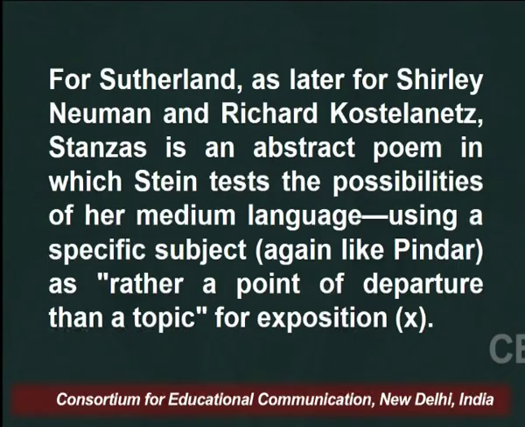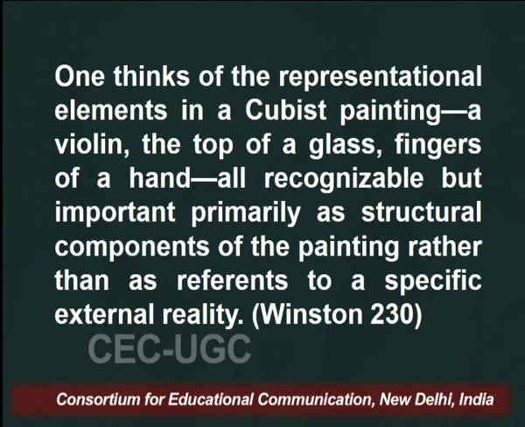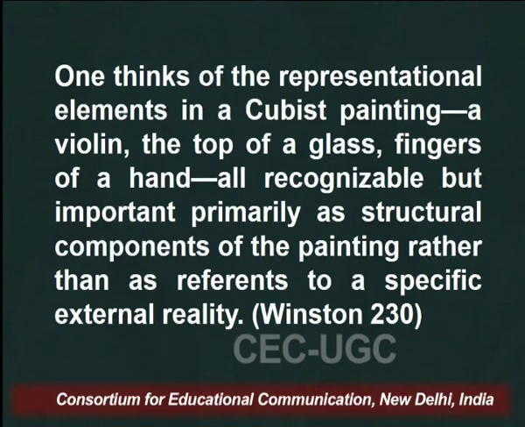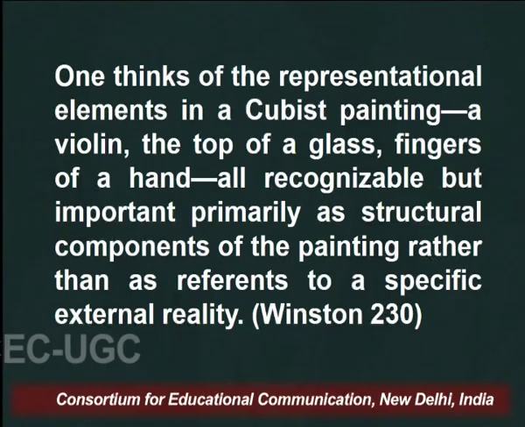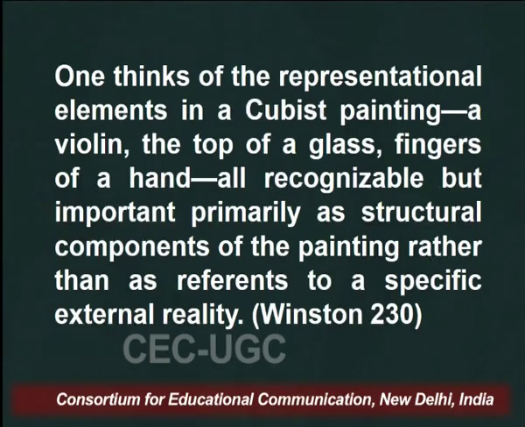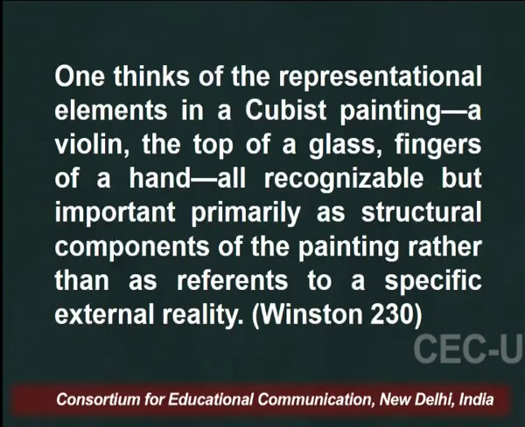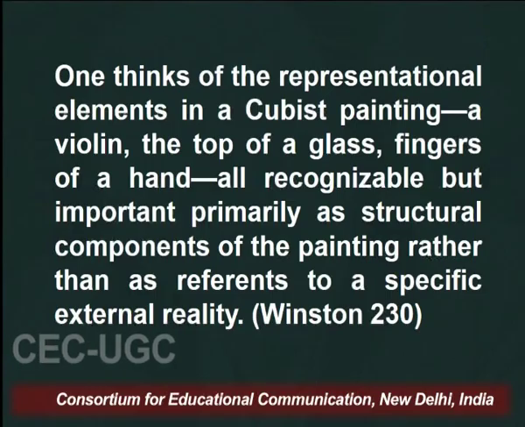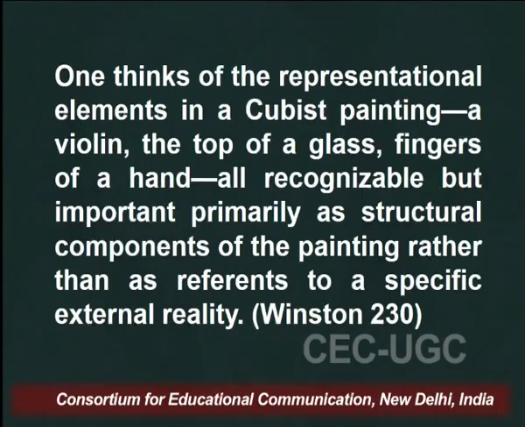So, of course, this is once again compared by critics like Vincent with a cubist painting, like a violin, the top of a glass, and all aspects of all objects that are mentioned in that line are recognizable. And here again, I would like to draw attention to the fact that when one looks at a painting, especially a cubist painting, there are different things that one sees.